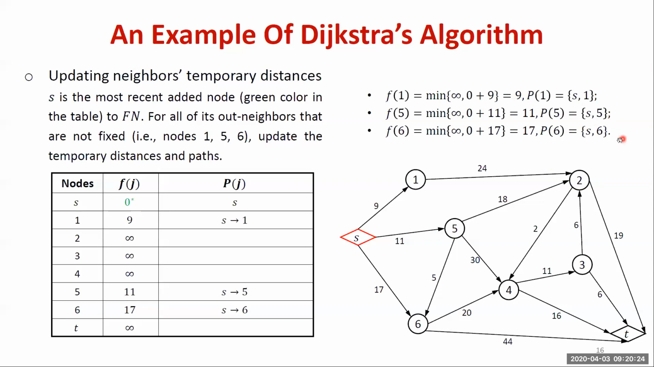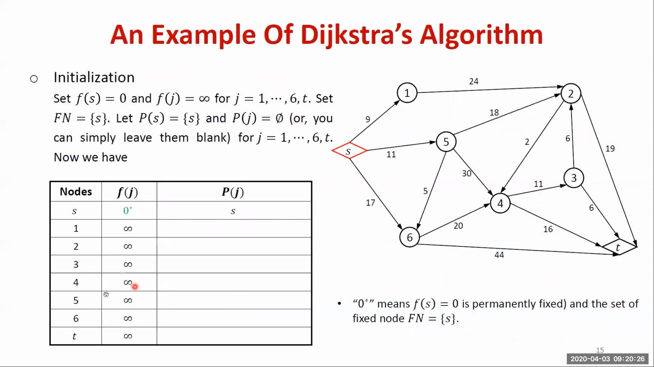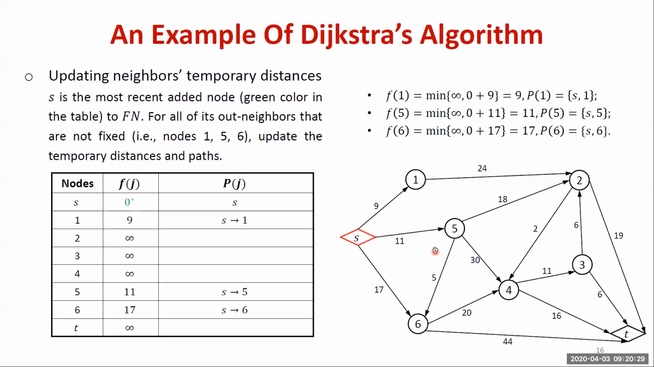And you're going to do the same for node 6. Node 6 is, again, infinity here. Going from S to 6 equals 17. So again, your temporary shortest path currently is from S to 6, okay?